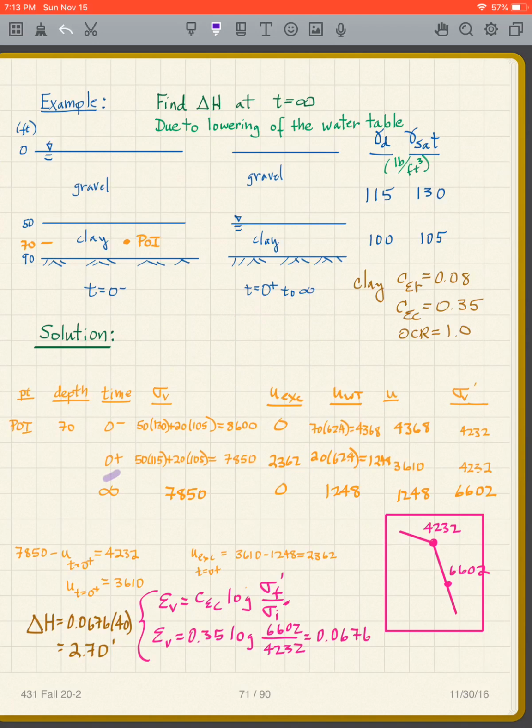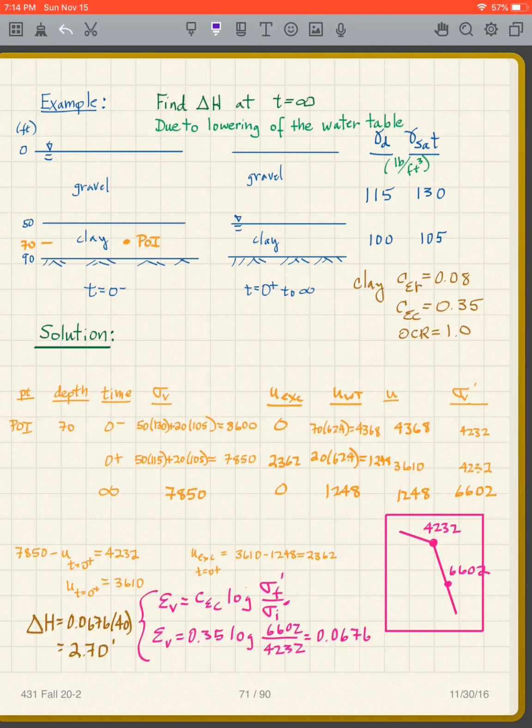And then now I go to t equals infinity. And like we said, this is the same. The U excess goes to 0. The 1248, well, I can see the picture, right? Again, it's the same. And so that means my U is 1248. So at t equals infinity, I have 7850 minus 1248 gives me 6602.